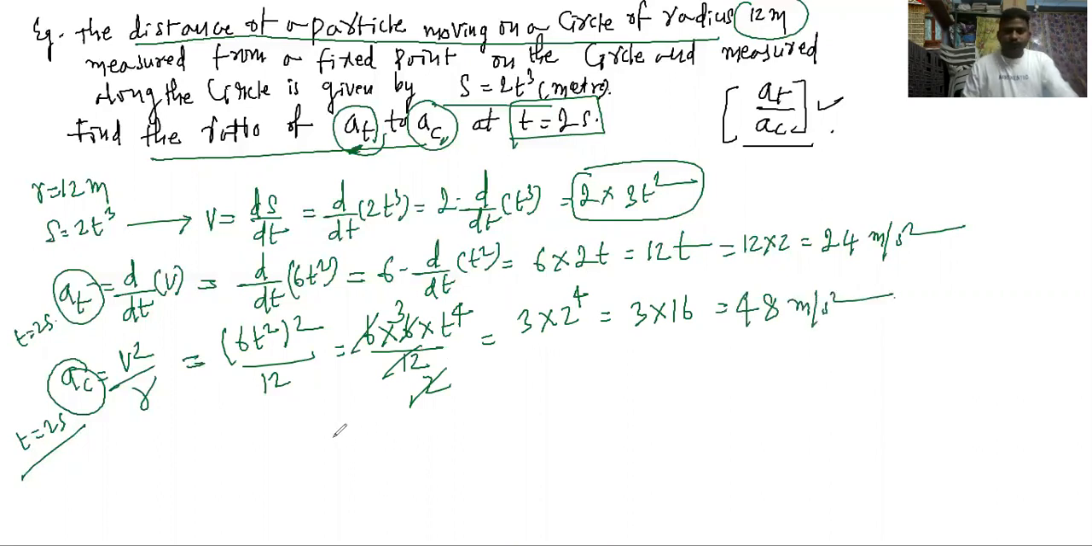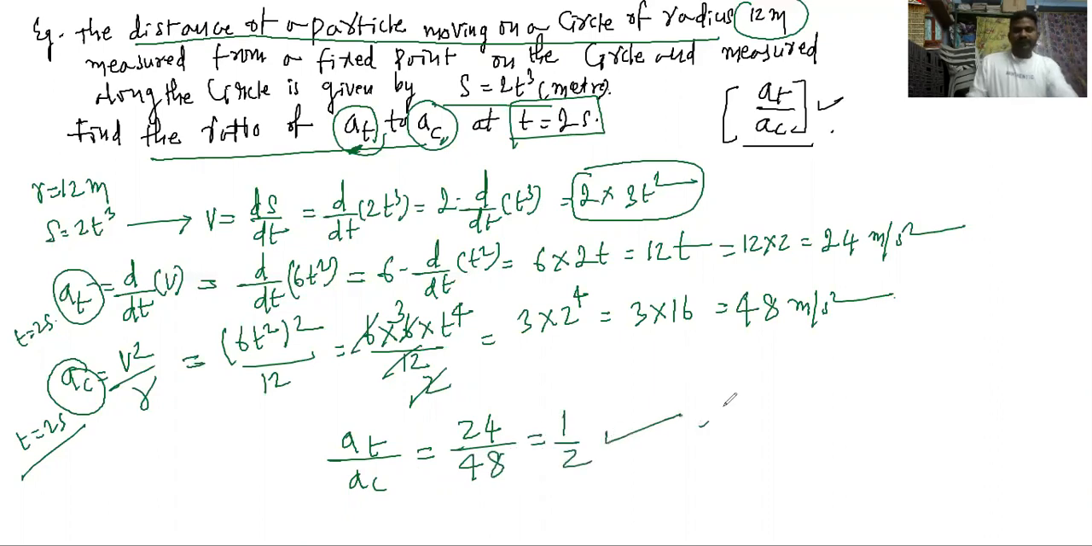All right. So now the required answer is the ratio a suffix t by a suffix c. A suffix t is how much? 24. By a suffix c is how much? 48. So this answer is 1 by 2. Like these questions were asked, will be asked, my dear students. Alright, let's have a look at one more question. Simple questions will be like this.